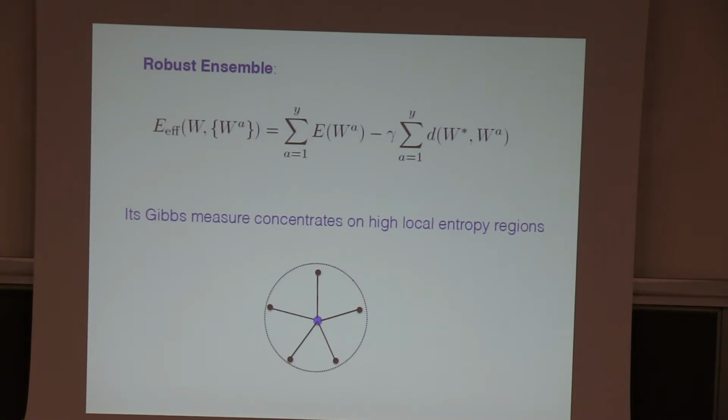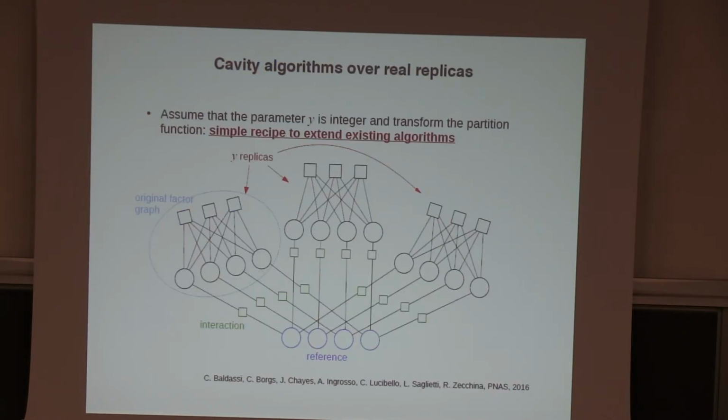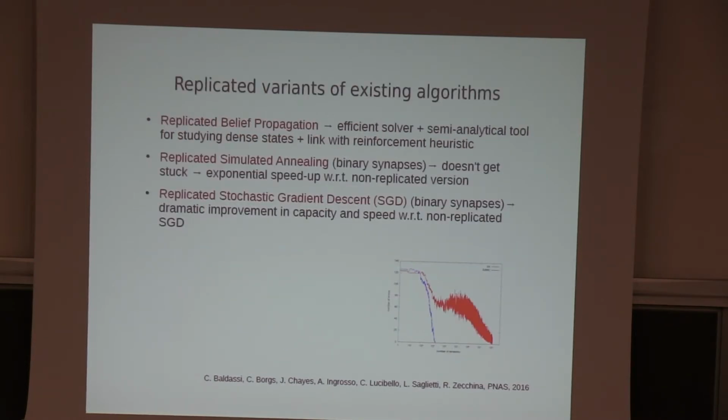In fact, this is effectively what you do. Instead of studying just the normal energy function, you study y replicas of the original problem plus a coupling between them. And you want y to be large because you want to select those regions that are the most dense, that have the highest entropy or the largest volume. So it's immediate to write replicated cavity algorithms, for instance, and they work pretty well. You take the replicated factor graph plus this distance constraint and you run a message passing algorithm on that. Or you can do replicated belief propagation, replicated simulated annealing, replicated stochastic gradient, and so on. And all these algorithms turn out to work very well.